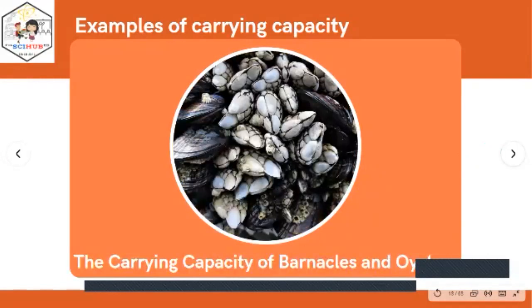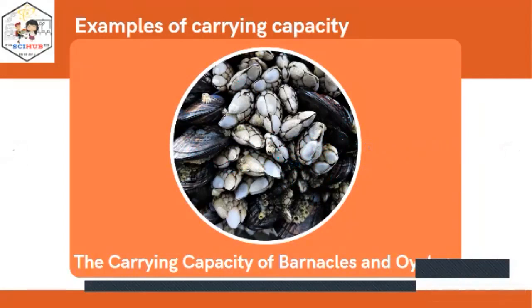Another example is the carrying capacity of the barnacles and oysters, which includes the factor of space. Another limiting factor is the carrying capacity of the space when a species runs out of room to live. For example, as you can see in the picture, the barnacles and oysters are clumped together and there is minimum or no space between them. The relationship between barnacles and oysters is depicted in the picture.